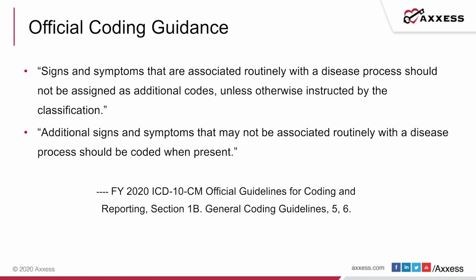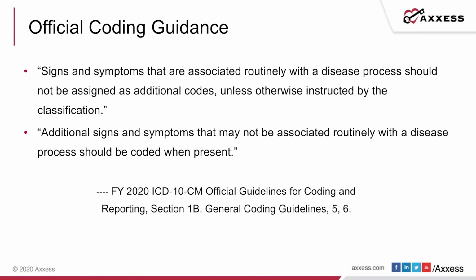All right, signs and symptoms that are associated routinely with the disease process should not be assigned as additional codes unless otherwise instructed by the classification. So we see not only are these symptom codes in Chapter R, or Chapter 18, I should say, the R codes, and of course there's signs and symptoms at the end of most every chapter in the code set. But what we're learning here is that we really shouldn't use those symptom codes if they're routinely associated with the disease process unless the code set tells you specifically to do so.